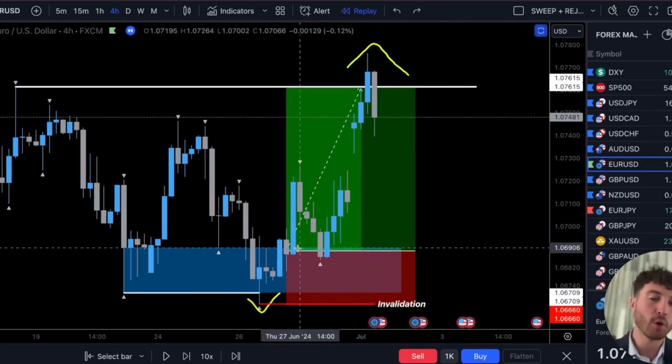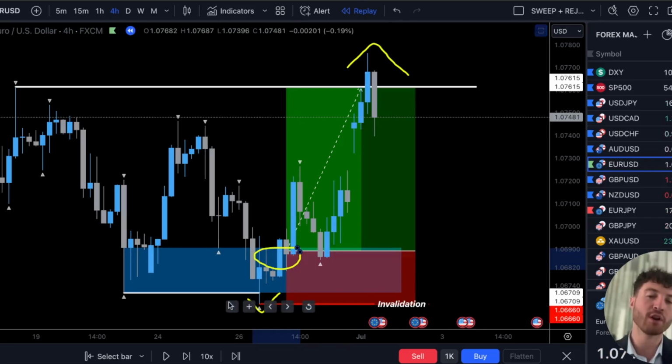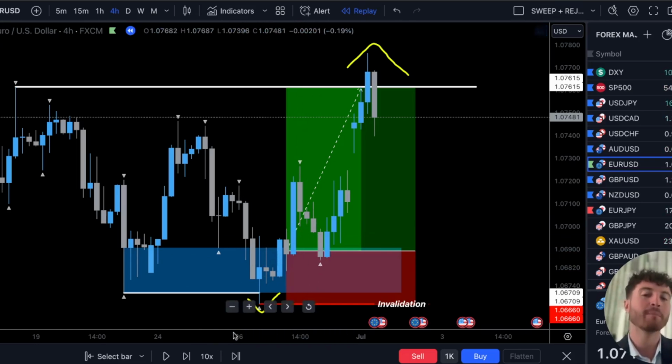Because if you go blindly long off here, you are essentially running the risk that institutions and big smart money are going to run the liquidity, and then you're going to be stopped out first, and then ultimately price would have gone in the direction that you anticipated anyway. So that's why it's important to wait for the manipulation. Okay, so that's how you trade ranging markets using smart money concepts and using liquidity-based concepts as well.